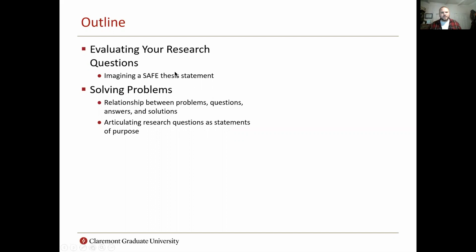Then we're going to talk a little bit about the relationship between a research question and a social problem or a specific kind of research problem that you're trying to articulate, so that you can reframe your research question as statements of purpose once it gets towards writing proposals, maybe for grants, or writing your actual project.